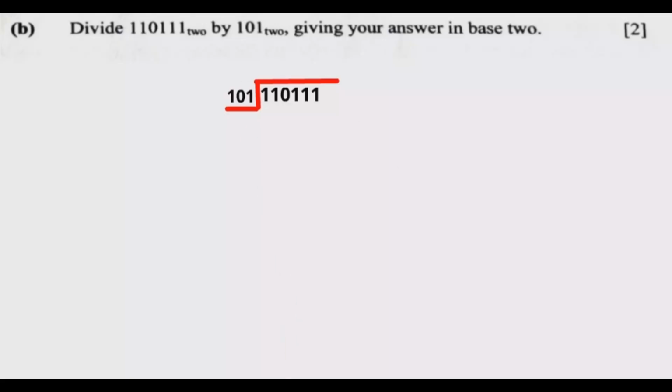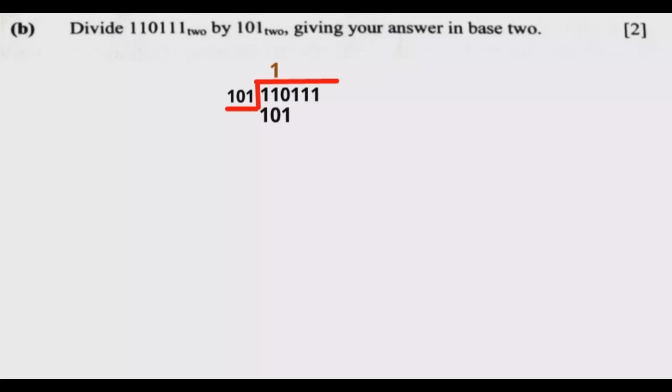Then we ask ourselves, does 101 go into 1? No. Does 101 go into 11? No. Does 101 go into 110? Yes. How many times? 1. So we write 1 on top. Then 1 multiplied by 101 is 101, and we write 101 down here.